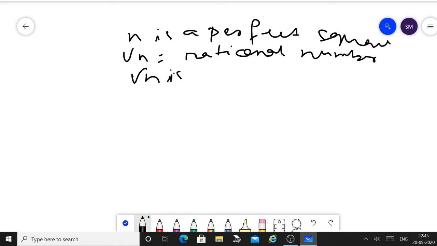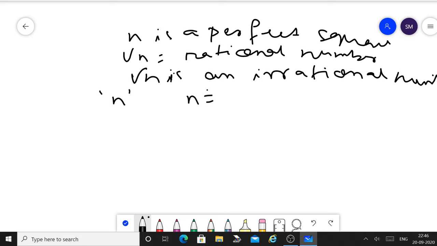Root n is an irrational number. Let us prove it. Let n be a whole number and not a perfect square. If possible, let the square root of n, root n, be a rational number.